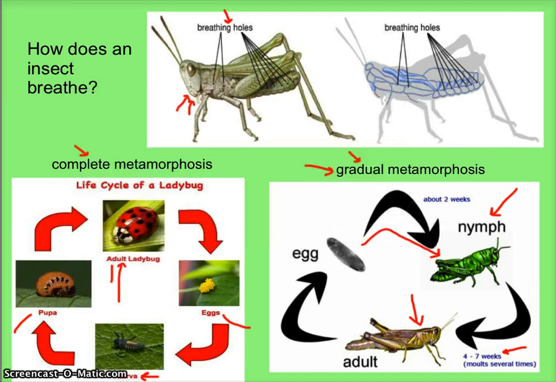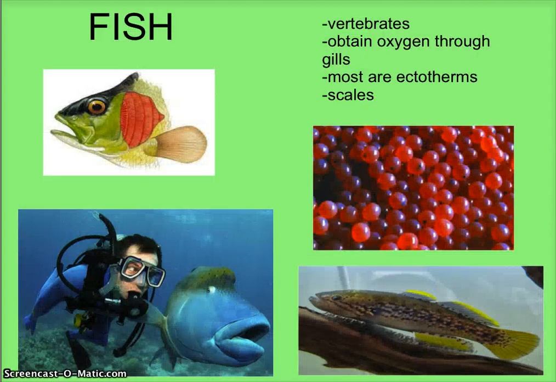Well, why don't we talk about fish? Fish are vertebrates. They obtain oxygen through gills. Most of them are ectotherms, and most of them have scales. And you'll see the kinds that don't have scales here in just a moment. You can probably think of a kind or two. But nearly 1/2 of all vertebrate species are indeed fish. There are a lot of species of fish.